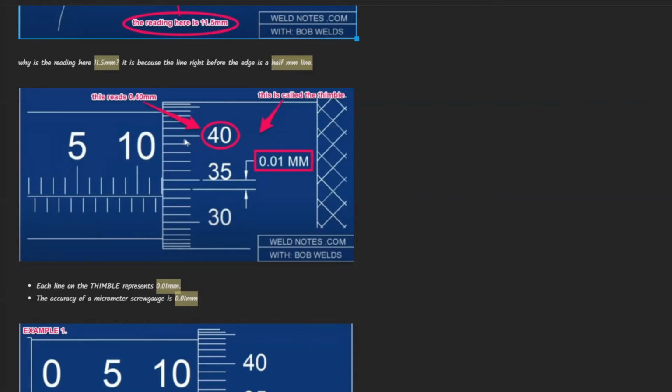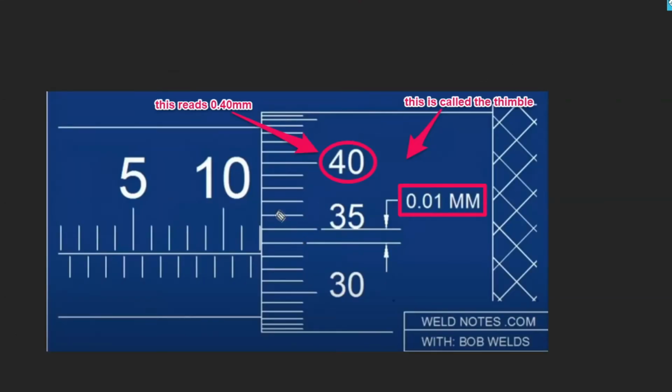Now that you have understood the concept of the barrel scale, we can move on to the thimble. This is the more accurate scale, just like what the vernier scale would be to the main scale in the vernier caliper. Each little line in the thimble measures 0.01 millimeters. So you can tell that the accuracy of a micrometer screw gauge is exactly 0.01 millimeters, a little bit more accurate than the vernier caliper.